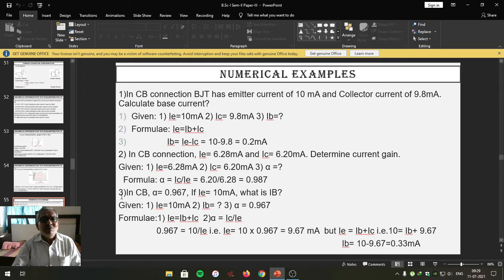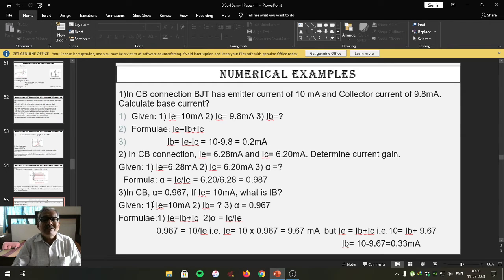Third example for which we have to proceed. In the third example, again in common base configuration, alpha is equal to 0.967. If IE is equal to 10 milliampere, what is IB? Read it again. BJT is in common base configuration. Alpha is given, meaning the current gain of the BJT in common base configuration is 0.967. The emitter current IE is given, that is 10 milliampere. You have to calculate IB.